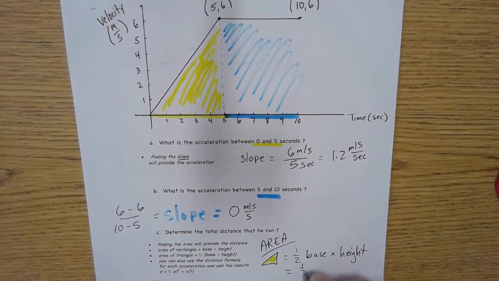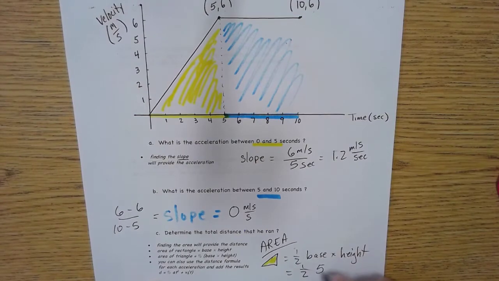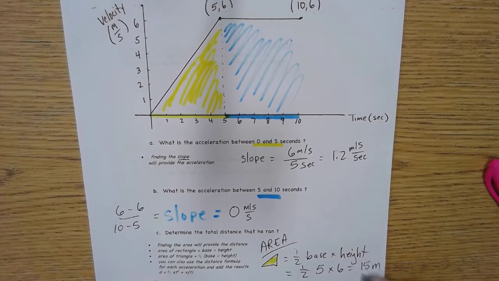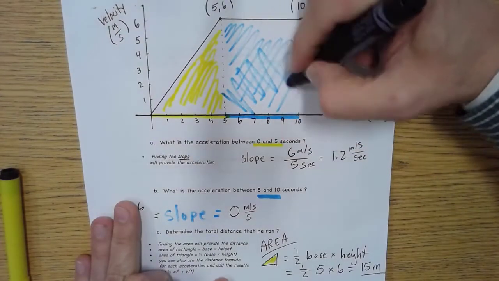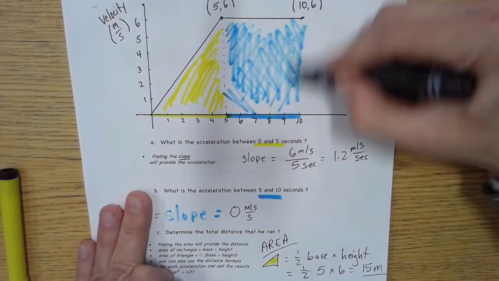That's half. The base, now it's just that section. It's just that piece, so that base is 5, height is 6. So half, that's 15. So he runs 15 meters in the first part, but remember, he keeps going. So we have to find the area of this part there.